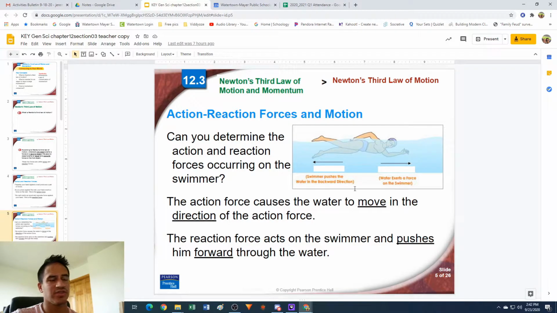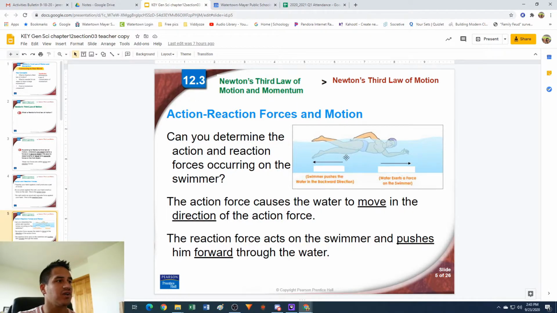Here's another example. Think of a swimmer. So swimmers, of course, in order to move through the water, you need to push against the water with your hand or kick with your feet. That's the action force. Okay, so the action is that the swimmer pushes on the water with his hand or his feet. The reaction then is that the water pushes on the swimmer with equal amount of force, but just in the opposite direction, which then, of course, propels him forward.